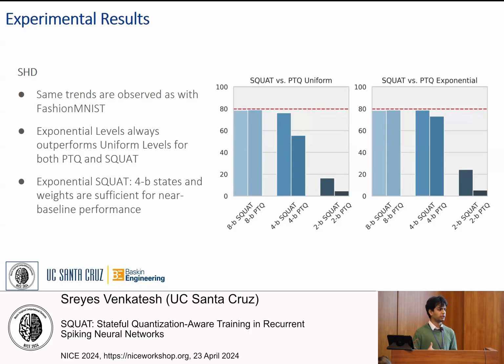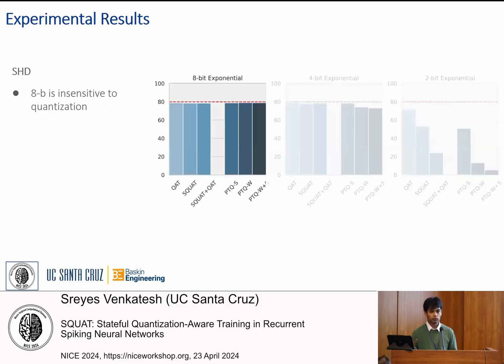Originally, when SQUAT was implemented, the vision for it was specifically quantization-aware training, but now we're seeing that the exponential distribution of the states is also effective during post-training quantization, which was exciting for us. And then, since we saw that exponential was working better than uniform, we go into that a little bit more.